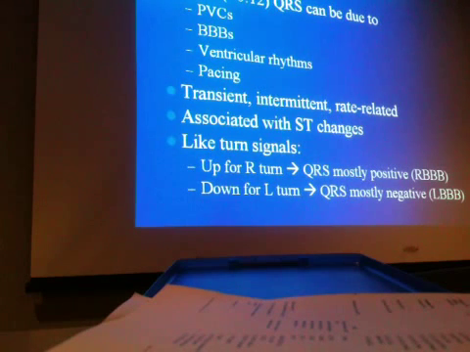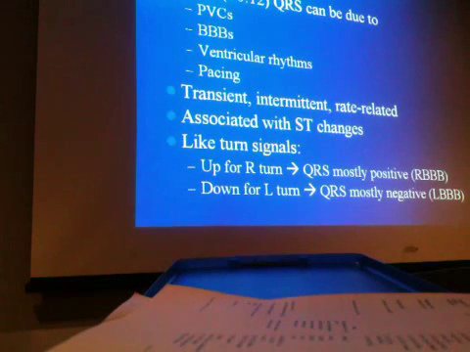And if you remember this imaginary horizontal line that we've been talking about, in a right bundle you'll have these two R waves. The QRS... R wave is actually an S wave, which goes downward, is below the imaginary line. It's a mostly negative QRS in a left bundle.